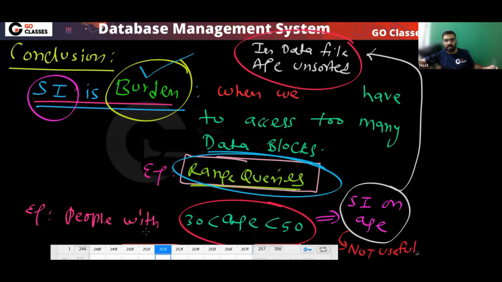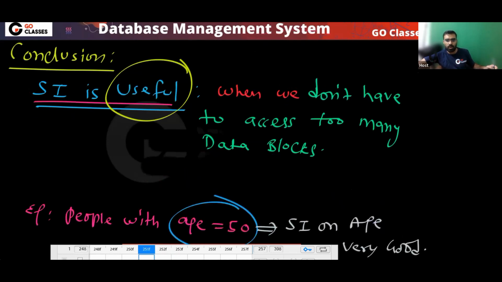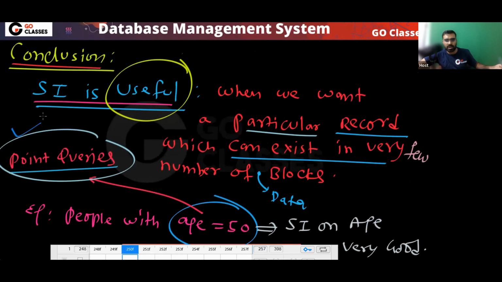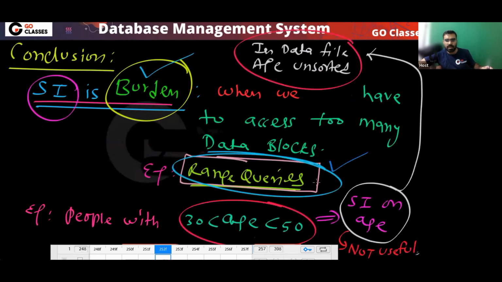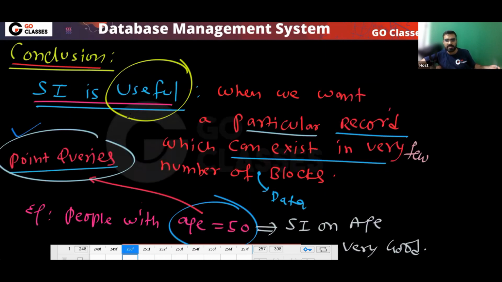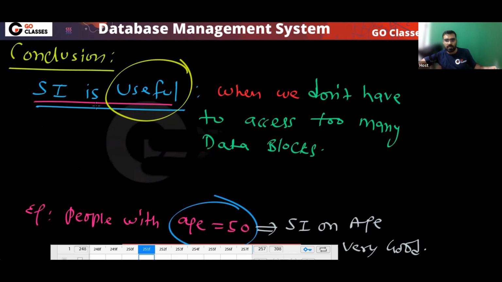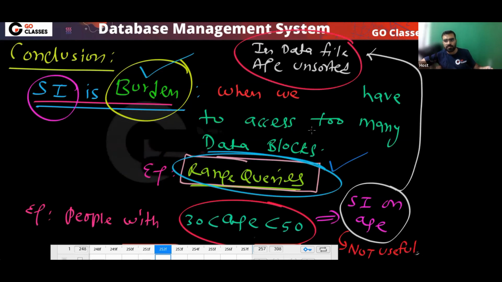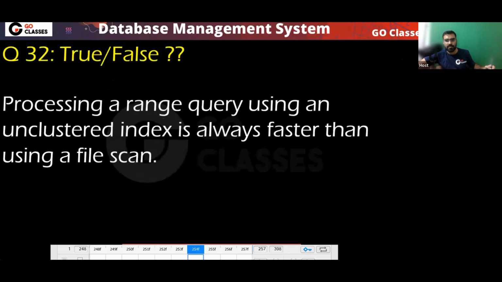So this is the conclusion: range query versus point query. Two types of query. In one type, we want a particular record. In another type, we want a set of records. This is the range query and this is the point query. So this secondary index is useful when you don't have to access too many blocks. But if you are accessing too many data blocks, then this secondary index is not useful.